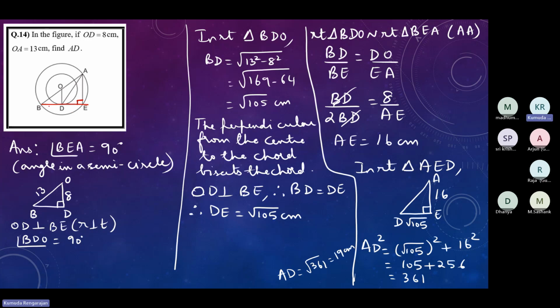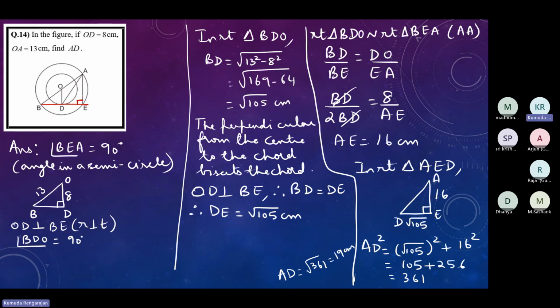So BE is a tangent to the inner circle at D, or to the small circle. BE is a tangent to the small circle at D. But the same line segment BE is a chord to the bigger circle. Now these are concentric circles, they have the same center. So we know that the perpendicular from the center to the chord bisects the chord.